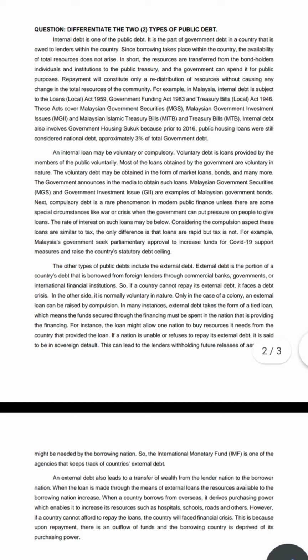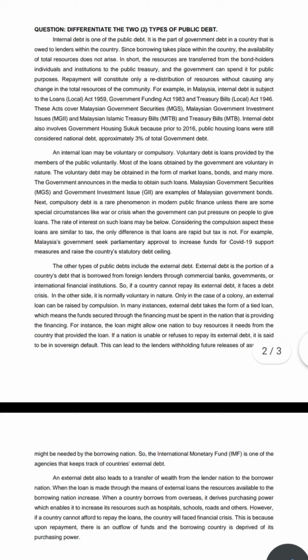Meanwhile, in the case of external debt, it is the portion of a country's debt that is borrowed from foreign lenders, different from internal debt. For instance, the loan might allow one nation to buy resources it needs from the country that provided the loan. If a nation is unable or refuses to repay its debt, it is said to be in sovereign default. The International Monetary Fund (IMF) is one of the agencies that keeps track of countries' external debt.